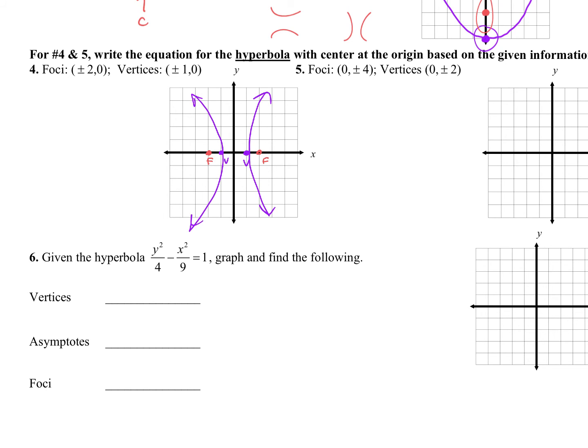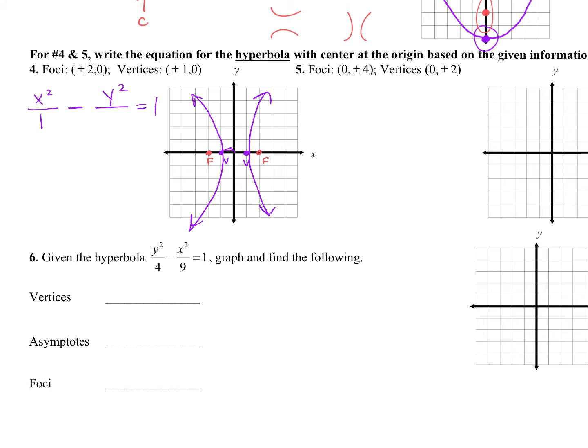Because our vertices are on our x-axis, our x's are going to come first. So it's going to be x squared over our a, okay, that's this number, the distance from the center to the vertices, so over 1 squared, so that'd be over 1. This is minus now, and then it's going to be y squared over something equals 1. Okay, so we know that's going to be the general format. We need to figure out what our b squared is.